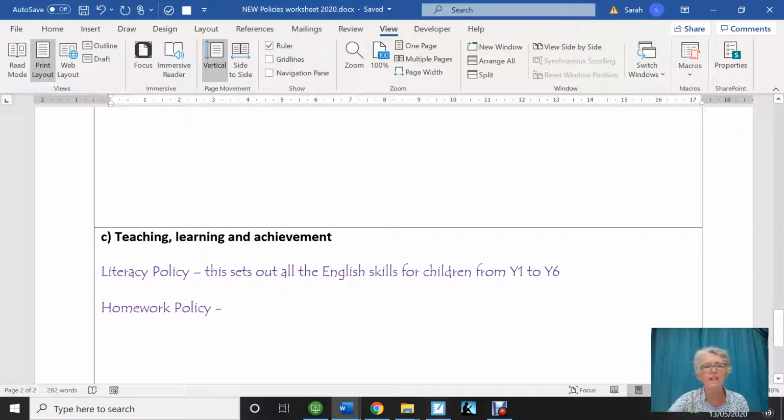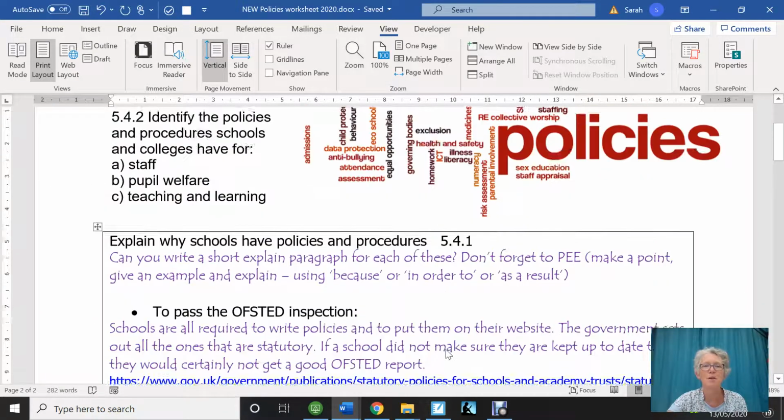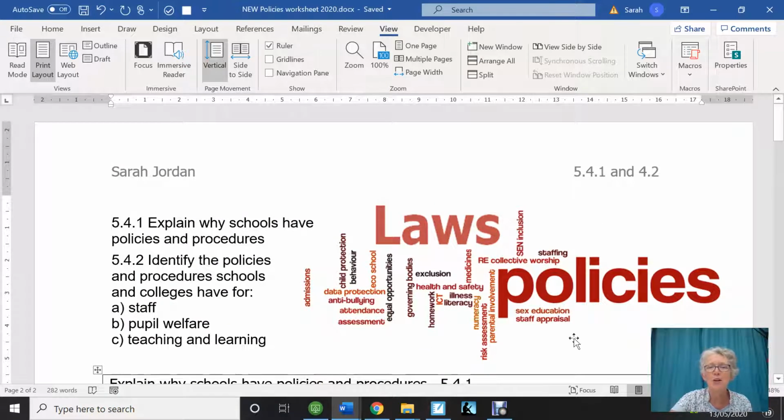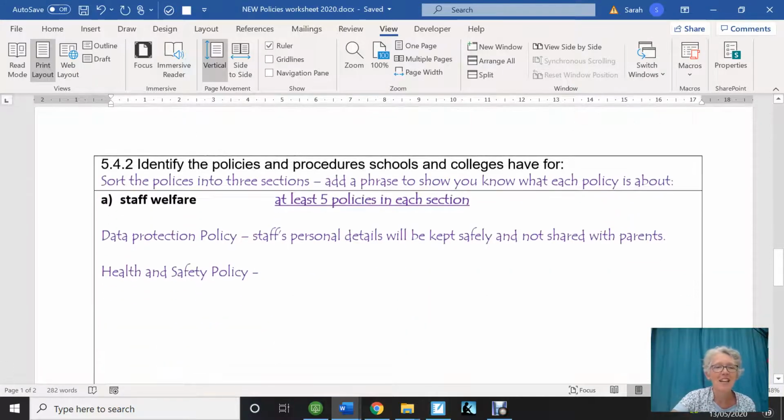So really what you need is a list of school policies, and you're going to sort them into those 3 boxes. If you scroll to the top here and look very closely at my infographic, it's a Wordle, you'll see a list of school policies. And you need to take each one of these and decide which box they need to go in. So where would you put the staffing policy? Well, I think that should go under staff welfare.